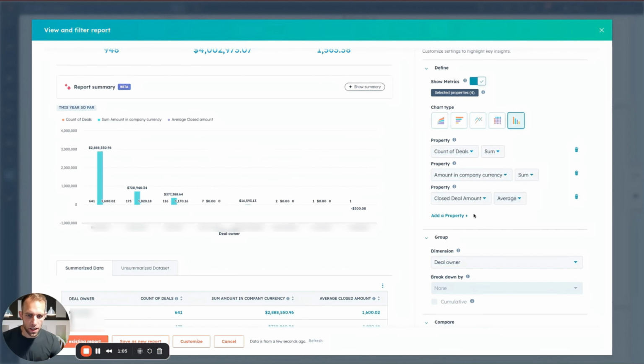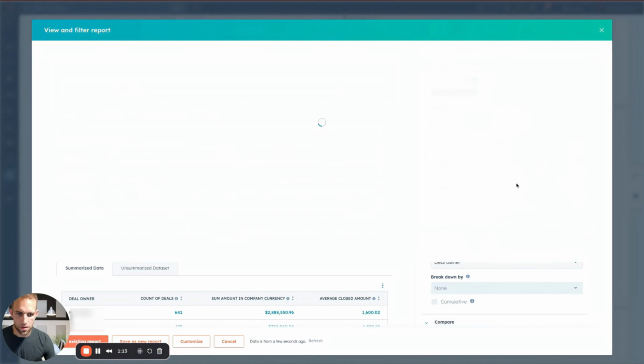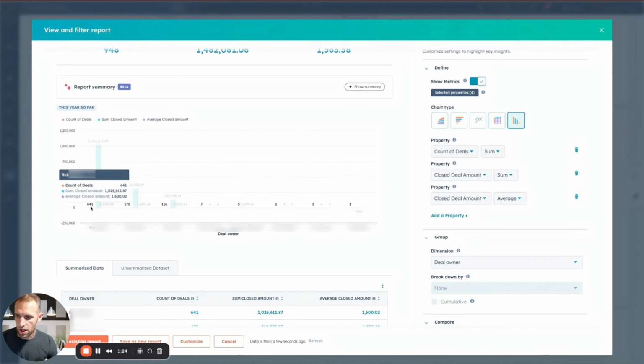So now we're looking at the count of deals and the amount. Let's do closed revenue here as well, the closed deal amount. This is showing you how, like, Rick closed 1.025 million in revenue this year, and that's across 641 leads or estimates that he ran.